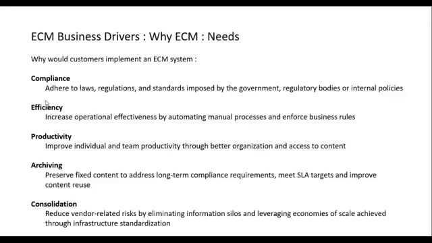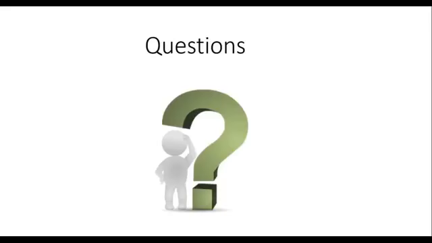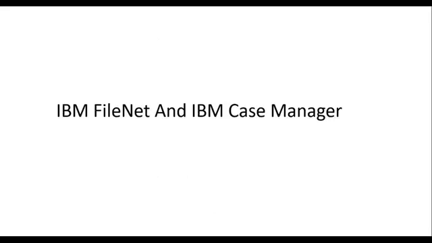Okay. Now these are the 5 points which I think are self-explanatory: compliance, efficiency, productivity, archiving, and consolidation. We discussed all these things, so there is no point of going into it. Any questions till now? No questions. Yeah, I think we discussed in between, so that's fine.